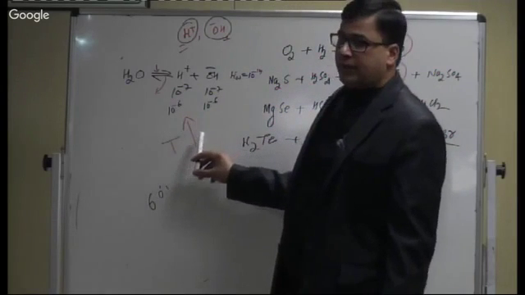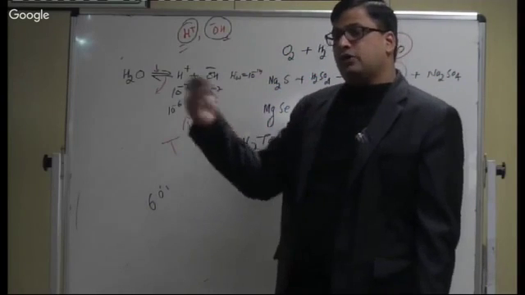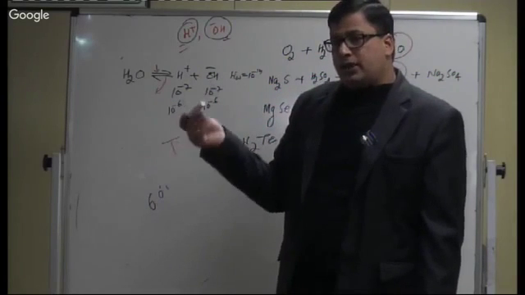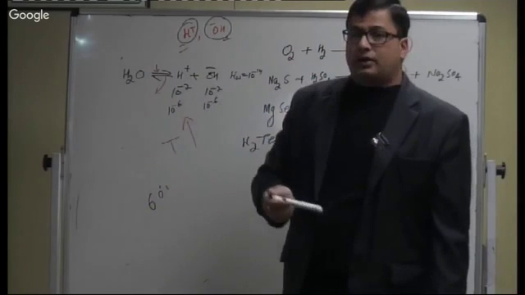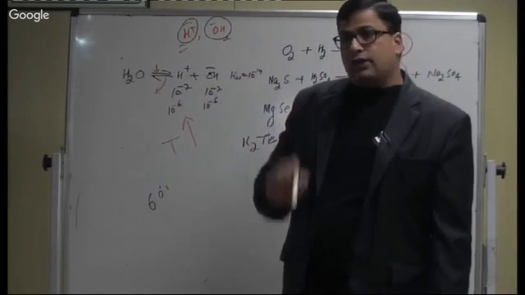If I increase the temperature and the concentration increases to 10 to the power minus 5, then the pH will be 5 and the solution is still neutral. That means if I increase the temperature of water, the pH decreases, but the solution is neutral.